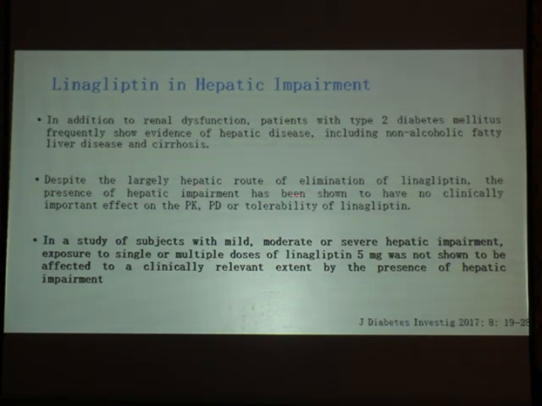Despite the largely hepatic route of elimination of linagliptin, the presence of hepatic impairment has been shown to have no clinically important effect on the pharmacokinetics or tolerability of linagliptin. In a study of subjects with mild, moderate or severe hepatic impairment, exposure to single or multiple doses of linagliptin 5 mg was not shown to be affected to a clinically relevant extent by the presence of hepatic impairment.